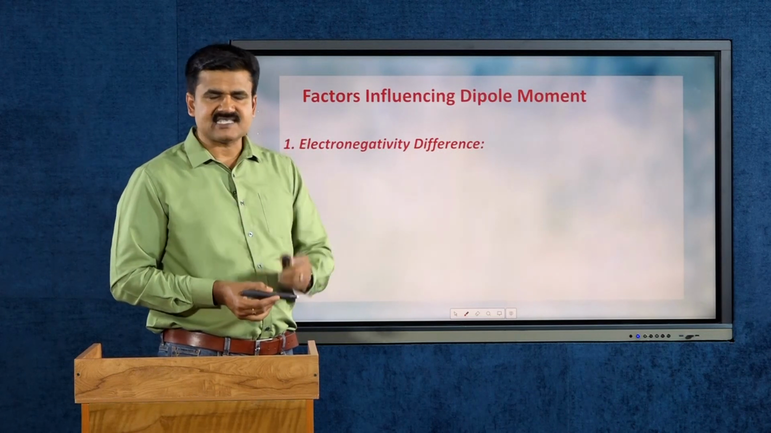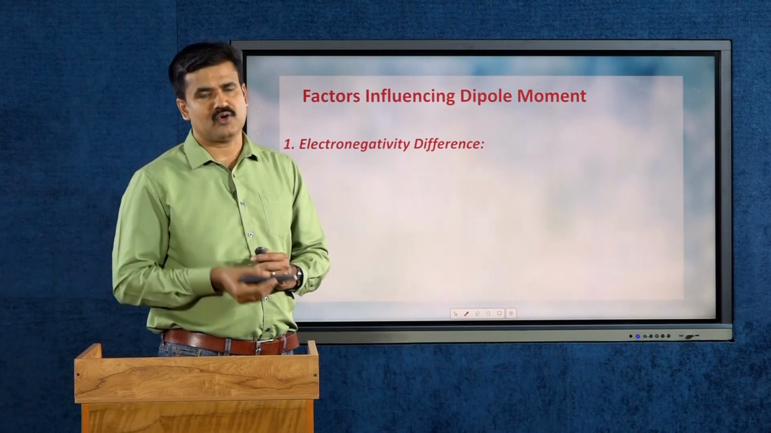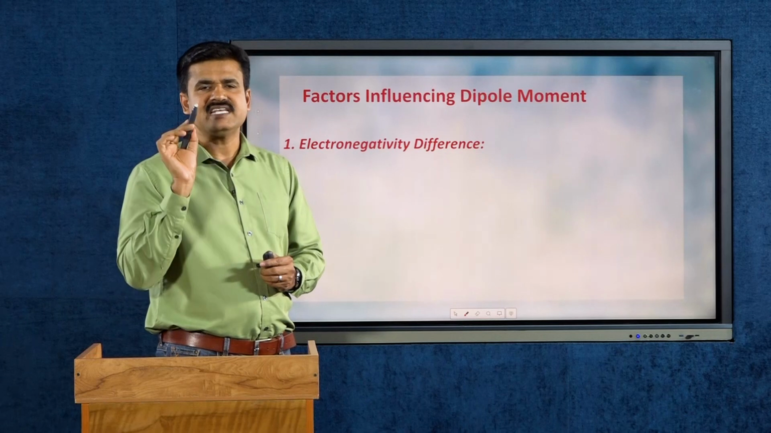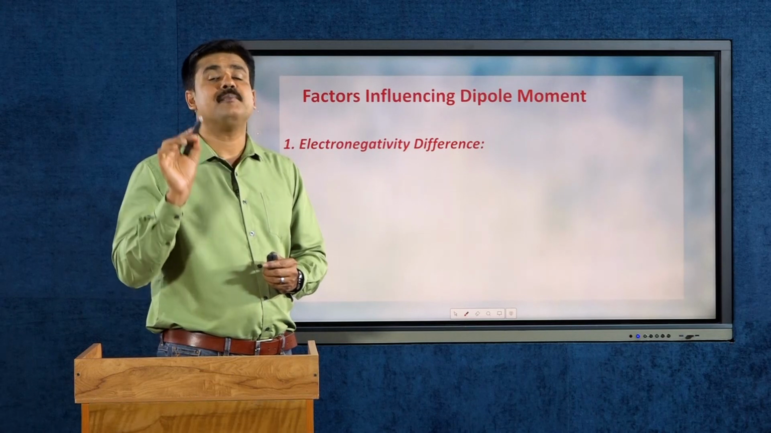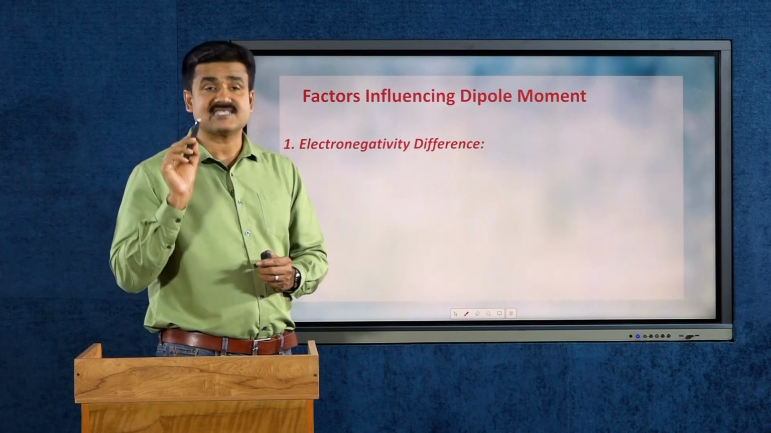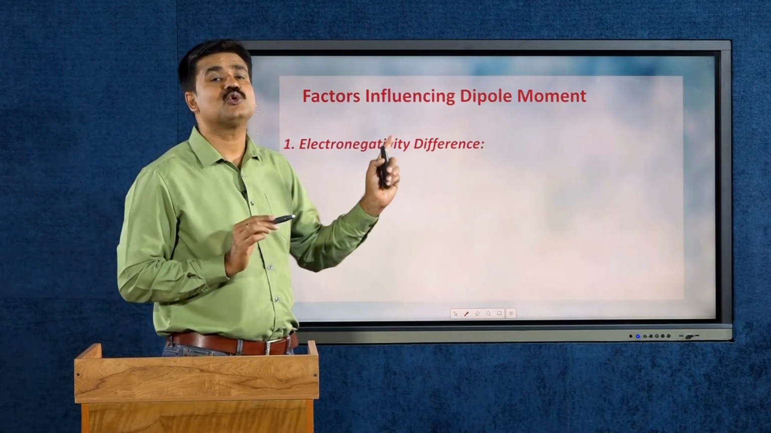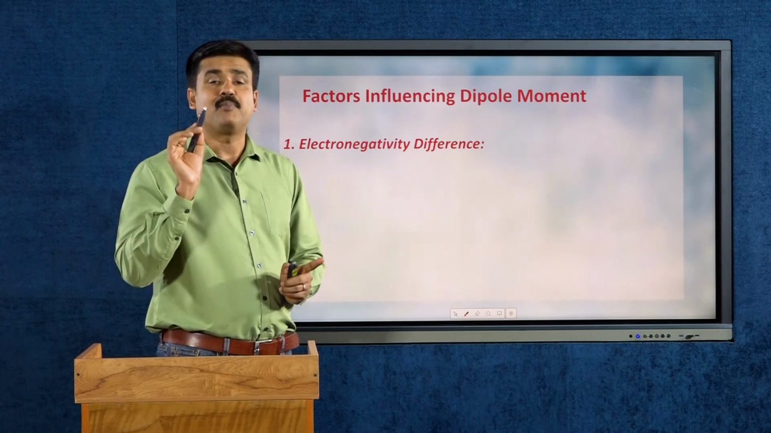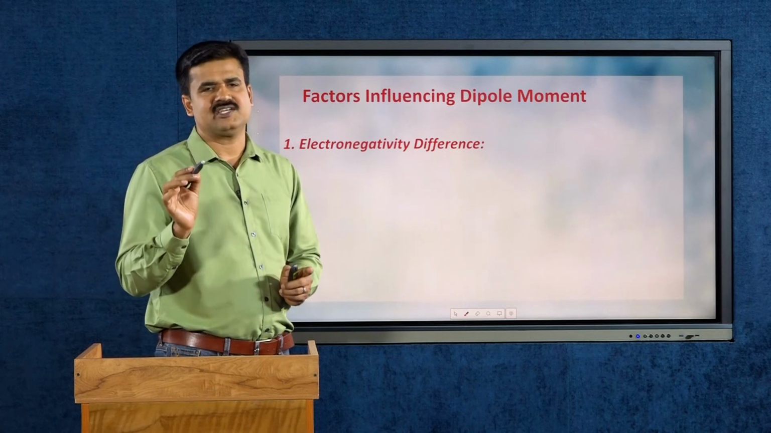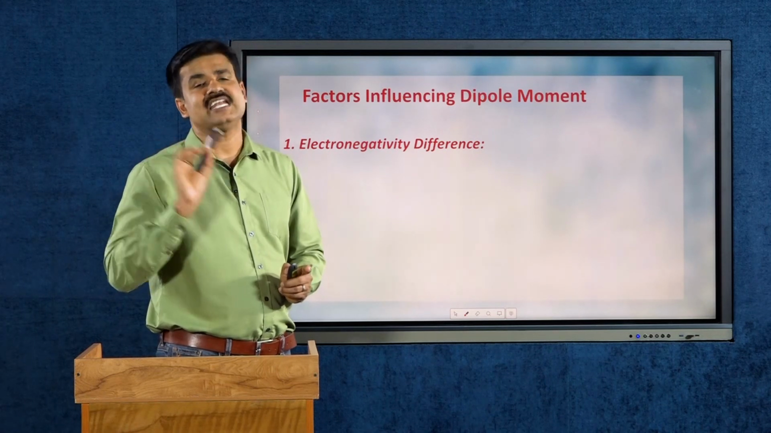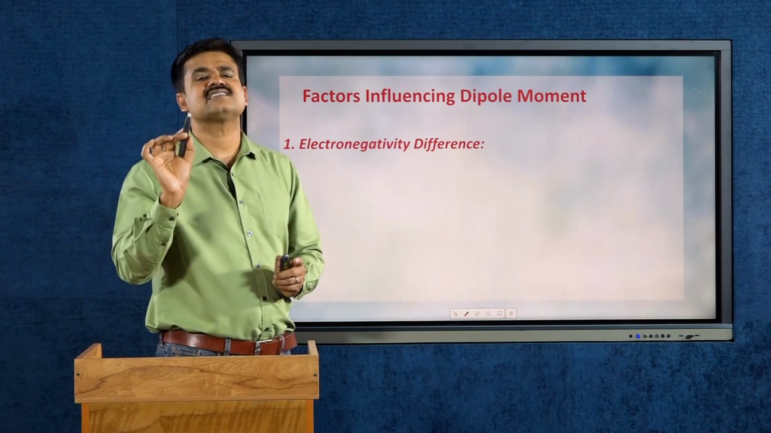Now, we are discussing a crucial area, that is factors influencing dipole moment. You know, dipole moment is the measure of the resultant polarity of a molecule. It is governed by many factors. We are now focusing on such factors. The first factor is electronegativity difference. A polar molecule is associated with a bond having two atoms with considerable difference in electronegativity. That is, if you are taking HCl, there is electronegativity difference and there is resultant polarity.